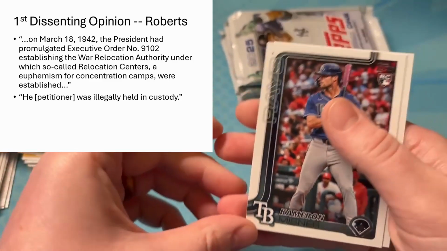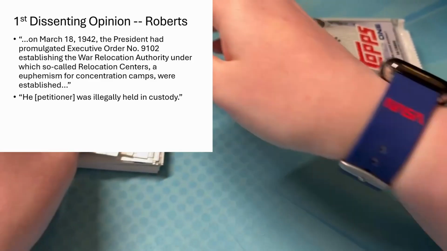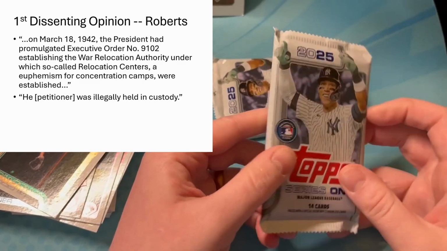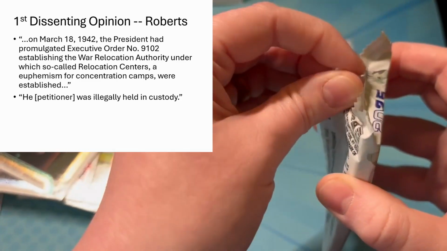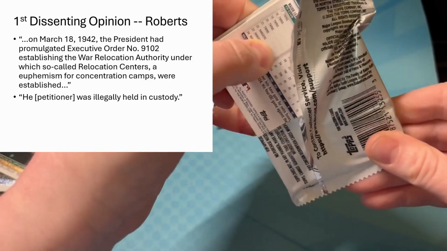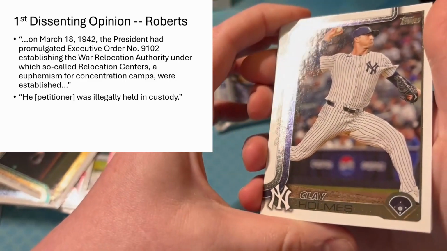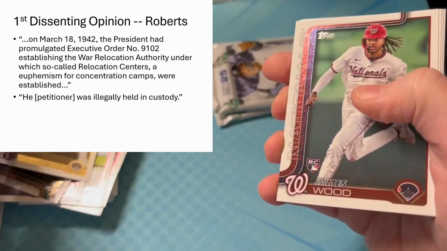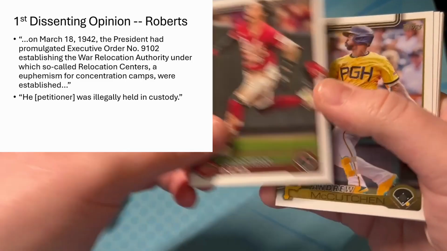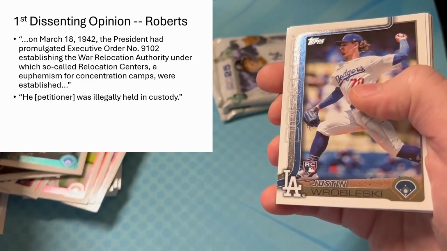On March 18, 1942, the president had promulgated Executive Order 9102, establishing the War Relocation Authority, under which so-called relocation centers, a euphemism for concentration camps, were established. He, Korematsu, was illegally held in custody. So again, this guy, I like it. He is calling them out. Relocation center, assembly center, all these things, it's a euphemism. A euphemism is a nice word for something not so pleasant. And he's just calling it like it is.